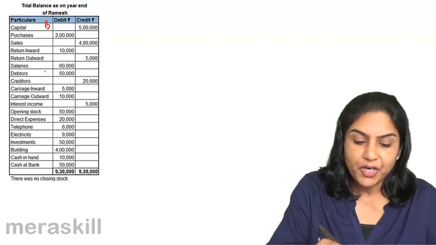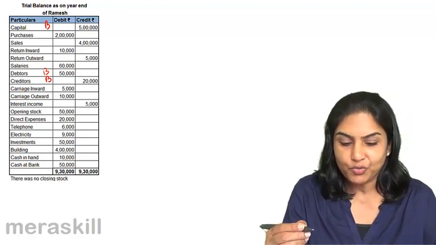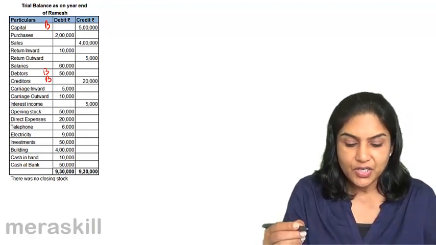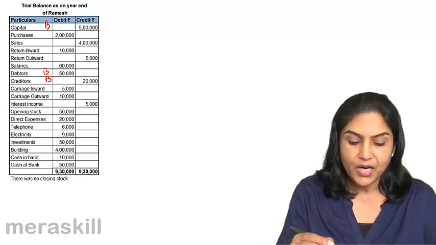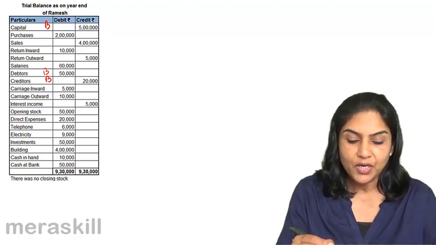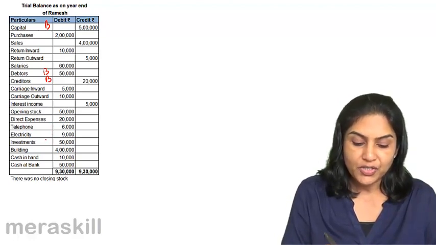Salaries went to the profit and loss account. Debtors and creditors will now go to the balance sheet. Carriage inward was trading. Carriage outward was profit and loss. Interest income went to profit and loss. Opening stock went to the trading account, and direct expenses went to the trading account. Telephone, electricity, these were also profit and loss items.